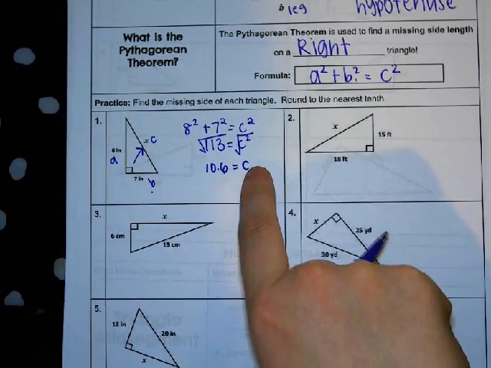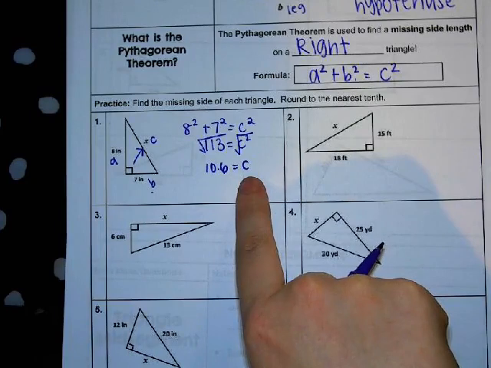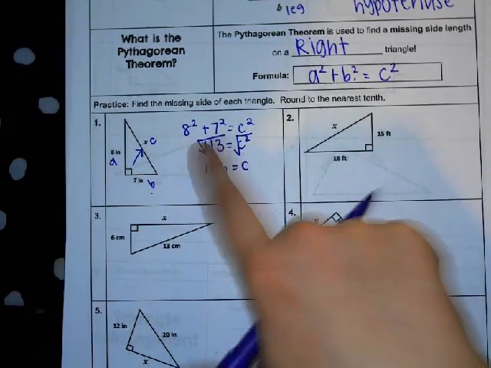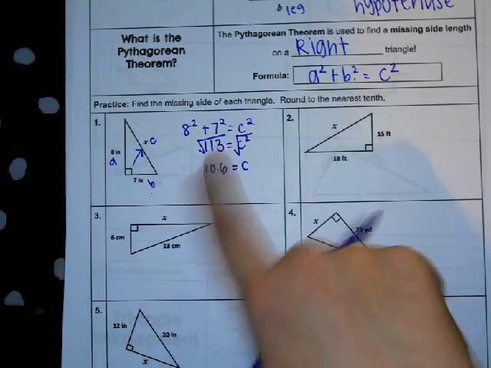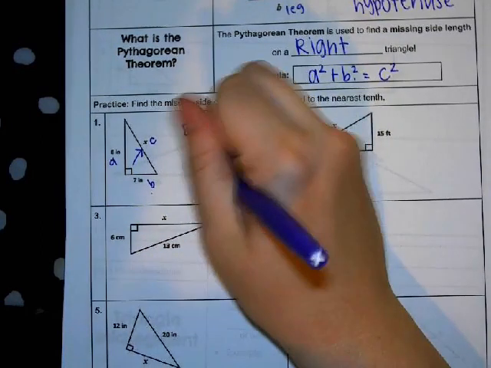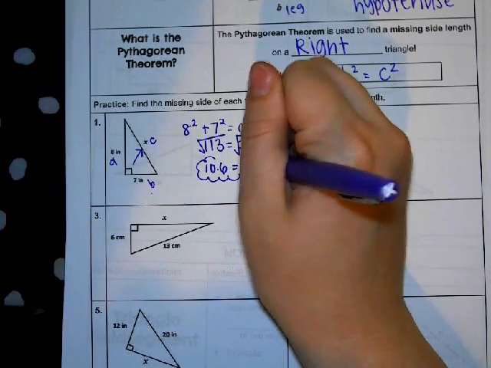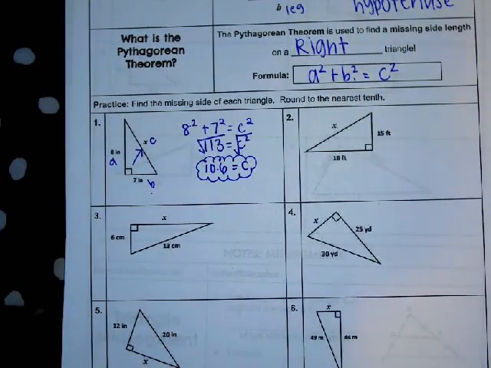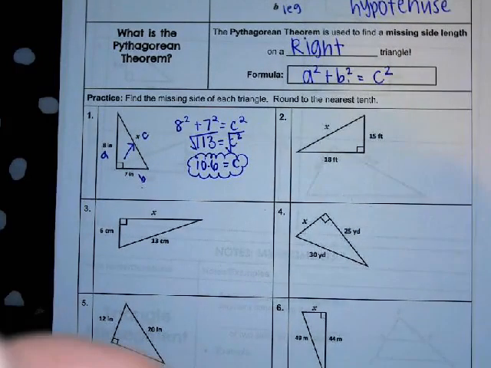Because I still have c squared, I have to take the square root of both sides of my equal sign. Remember, if you do it to one side of the equal sign, you have to do it to the other. So that gives me, as an answer, 10.6 for my C value. If you want a challenge, pause the video, see if you can figure out number 2.